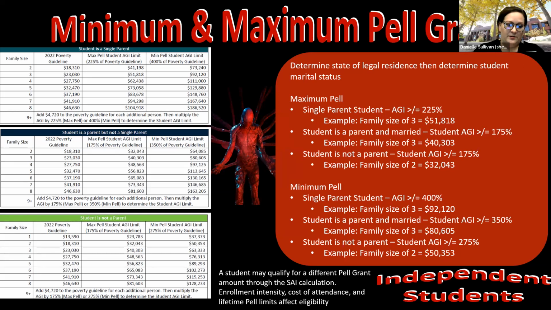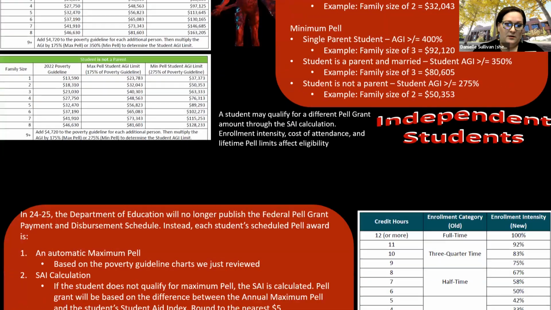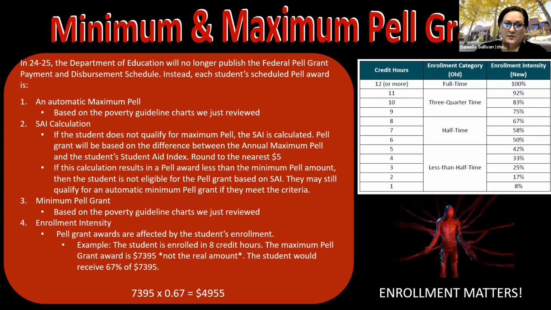And the same thing applies. Pell Grant can be affected by how many hours they enroll in, the cost of their institution, and how much Pell Grant they've received in the past. All right. So this is very different, and we're going to have an adjustment period with this for sure. So Pell Grant is now going to be affected by enrollment intensity. So in short, enrollment matters now. It matters how many hours you can enroll in.